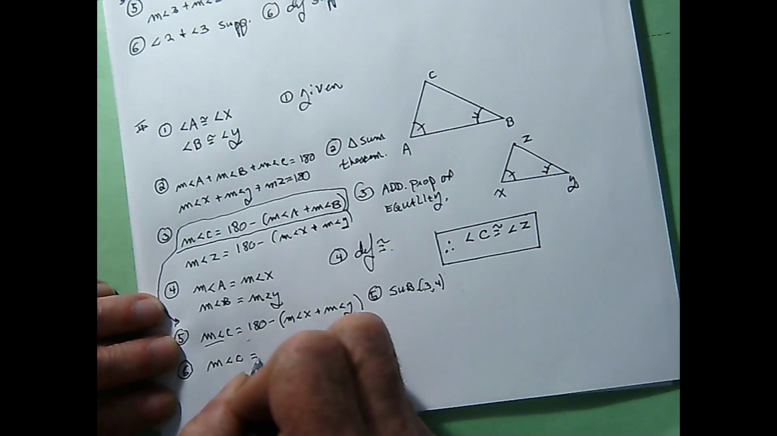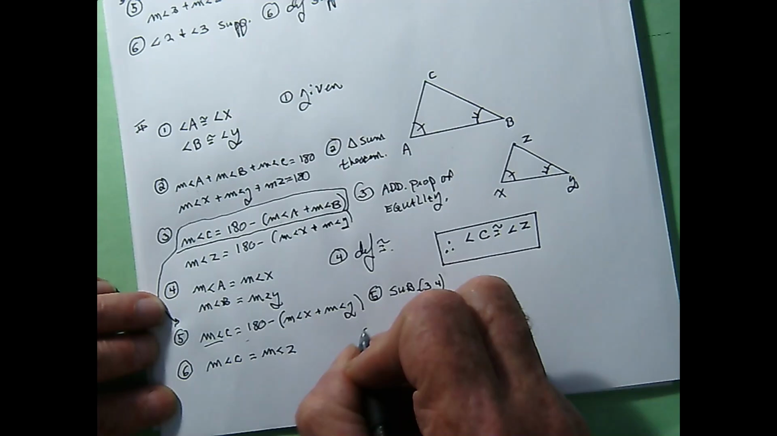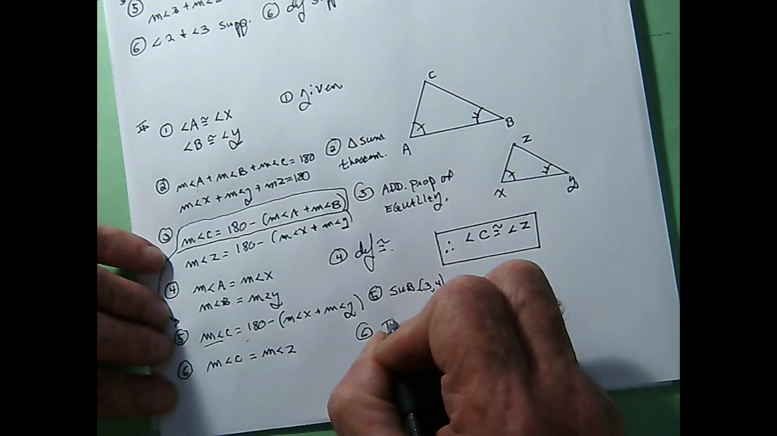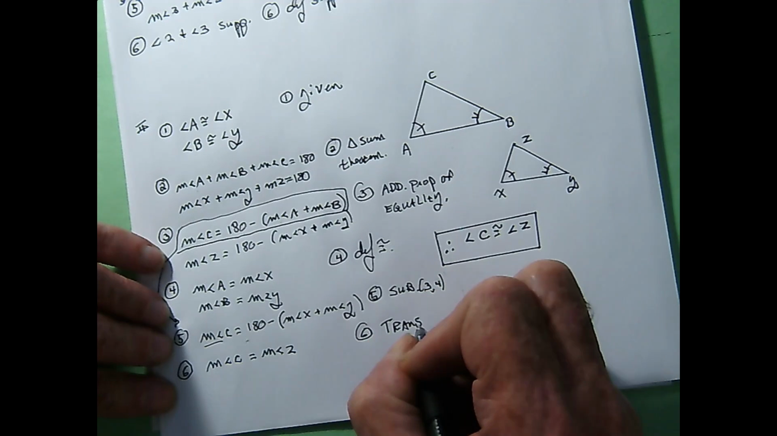And that's the transitive property of congruence. When two things equal the same thing, when angle C and angle Z both equal the same thing, then angle C and Z must equal each other. That is the transitive property of congruence, or transitive property of equality, excuse me. Transitive, I'll call it.